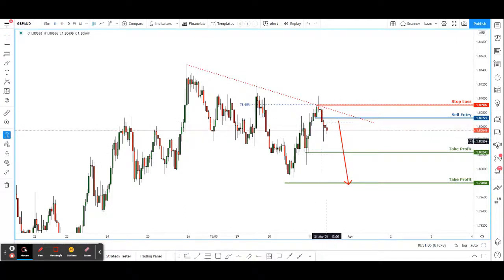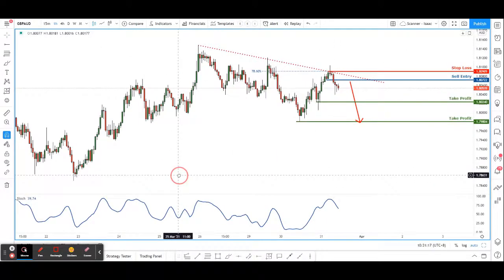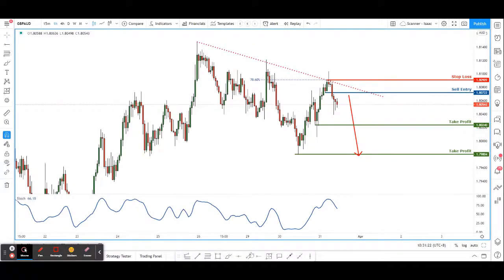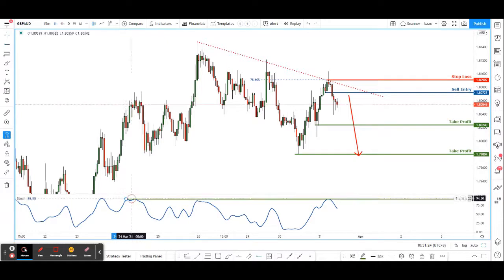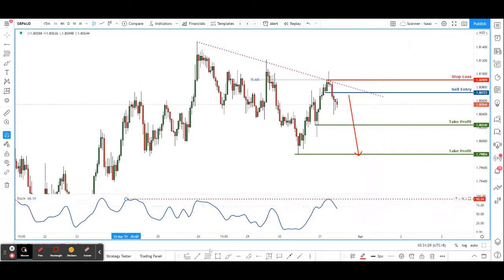Should price come down to our partial take profit, we can close out half the position and move our stop loss to break even. Right, last but not least, we can also look at indicators. Okay, and looking at the stochastics over here, let me just zoom in on the chart a bit. Looking at the stochastics, every time price tests this resistance on the stochastics, price will reverse, right?